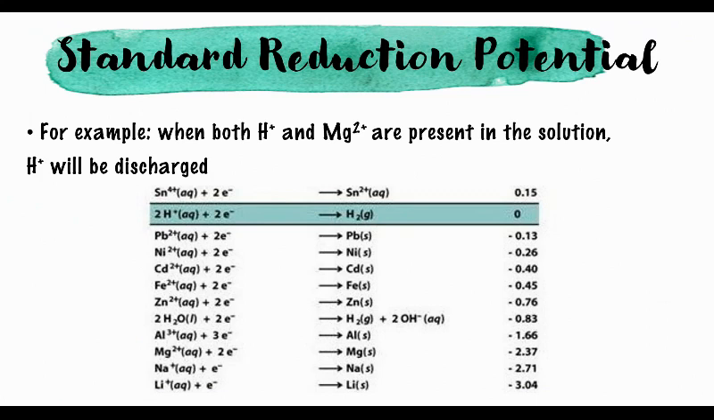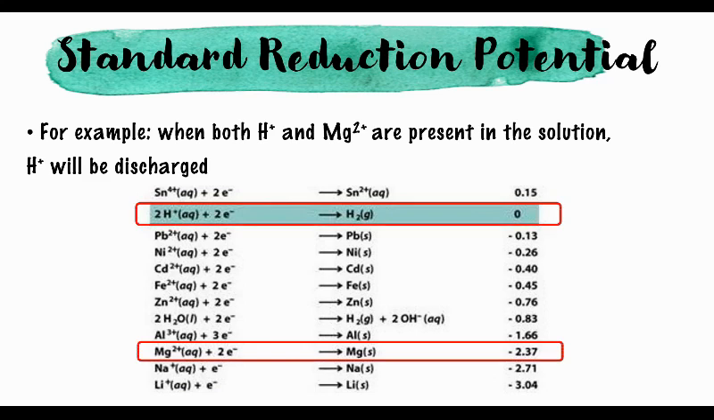For example, when both cations, hydrogen ion and magnesium ion, are present in the solution at cathode, the hydrogen ion will be selected to be discharged. Why? Because if we compare the SRP value of both, hydrogen ion has a more positive value than the magnesium ion.